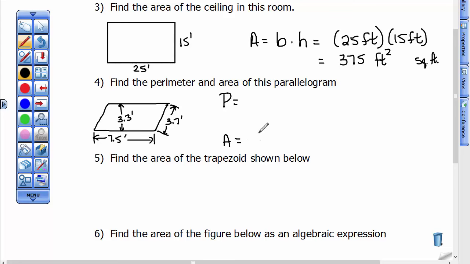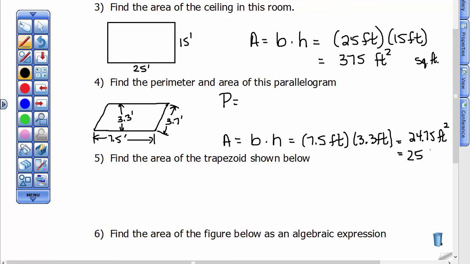So let's go with the area first. The area of a parallelogram is base times height. Height is the perpendicular distance between the parallel lines. So I'm going to use the 7.5 feet and multiply that by the 3.3 feet to get the area. And when I do that, I get 24.75 square feet. Please don't forget that you could call that 25 square feet. That's what the back of the book would do, because the original problem gave you 2 significant digits. You could call it 24.8. You could call it 24.75. It really doesn't matter to me.